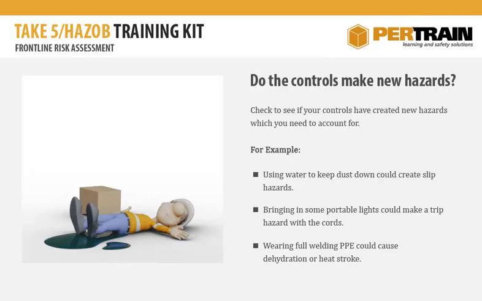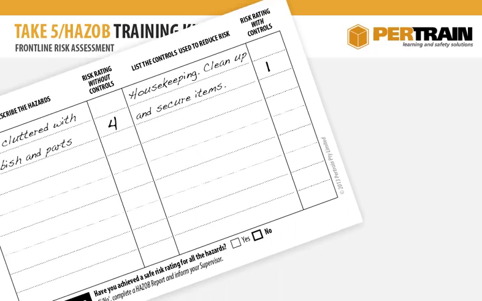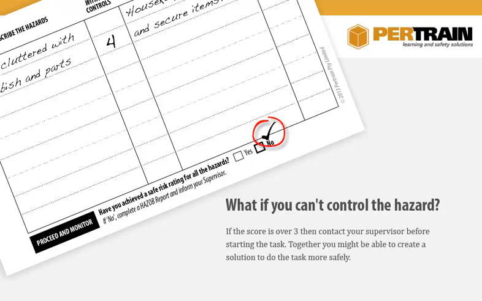If by implementing your controls, you lower the risk rating score to 3 or below, you may proceed with the task. What if you can't control the hazard? If the score is over 3, then contact your supervisor before starting the task. Together, you might be able to create a solution to do the task more safely.